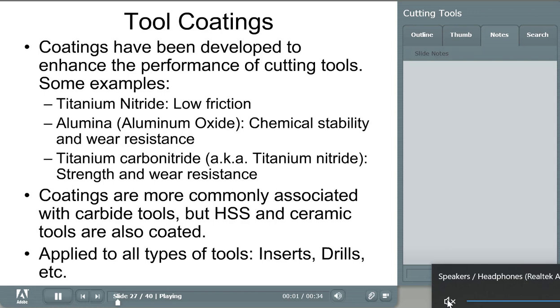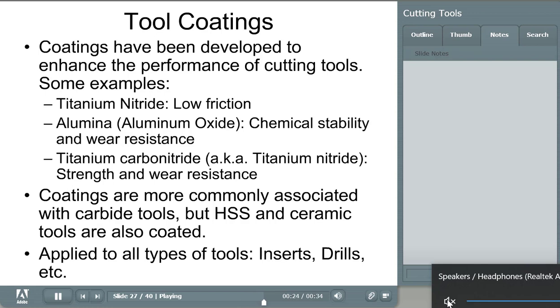Tool coatings. Coatings have been developed to enhance the performance of cutting tools. Some examples include titanium nitride, which is used for low friction; alumina, or aluminum oxide, for chemical stability and wear resistance; and titanium carbonitride, which is used for strength and wear resistance.